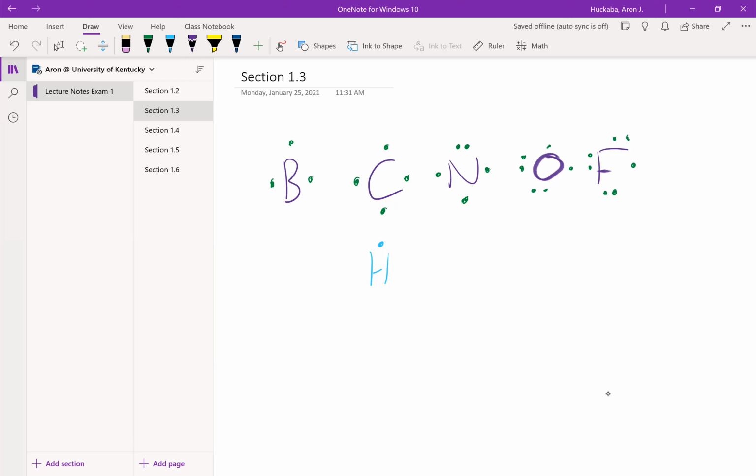So using Lewis dot structures, we can start to understand how atoms are arranged around each other and how bonds are formed between atoms to start to make molecules. And this has been section 1.3.